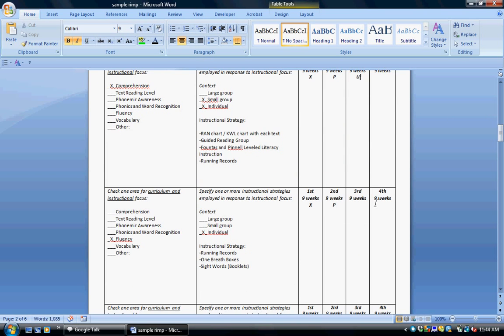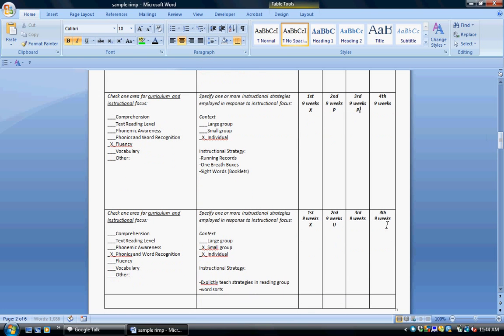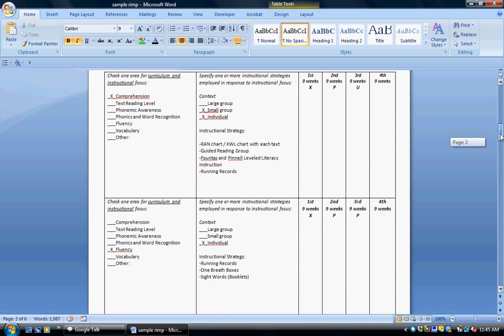Alright? His fluency is progressing because he's getting stronger with his sight words. And I'm sure with his running records, the sight words are being super helpful. But he's still not cutting it in the phonics part. So you're going to need to go through and rethink what can you do to help Alexander.